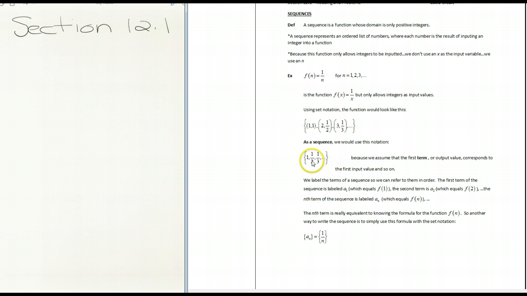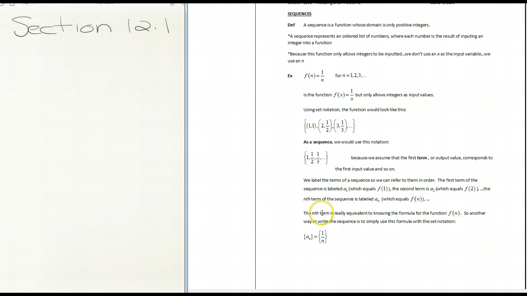The second term is a sub 2, which equals f of 2, and these are subscripts, by the way. This is a sub 1 and a sub 2. Okay, and if we kept going out and out, we could say whatever term we want, like the nth term of the sequence is labeled a sub n, which equals what happens when you plug in n, right? So for example, the 50th term is labeled a sub 50, which is when f of 50 happens, okay?